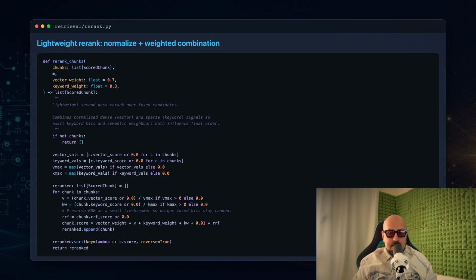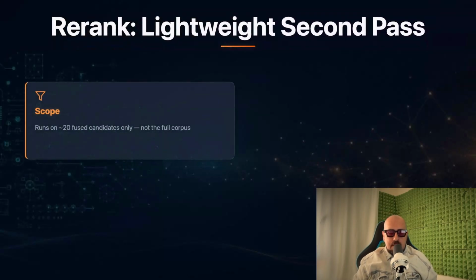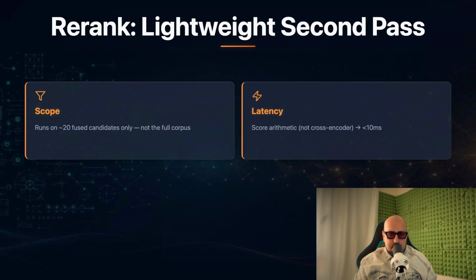The 70-30 split prioritizes semantic match while preserving exact term signals. These weights are placeholder heuristics. Production systems tune them by testing different combinations against labeled examples. We will cover evaluation in a later episode.